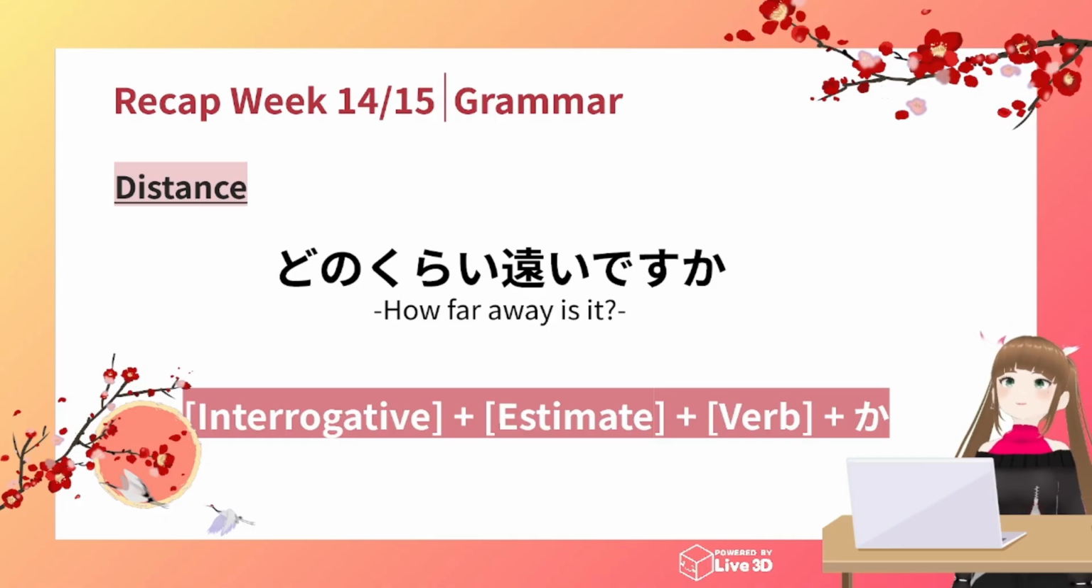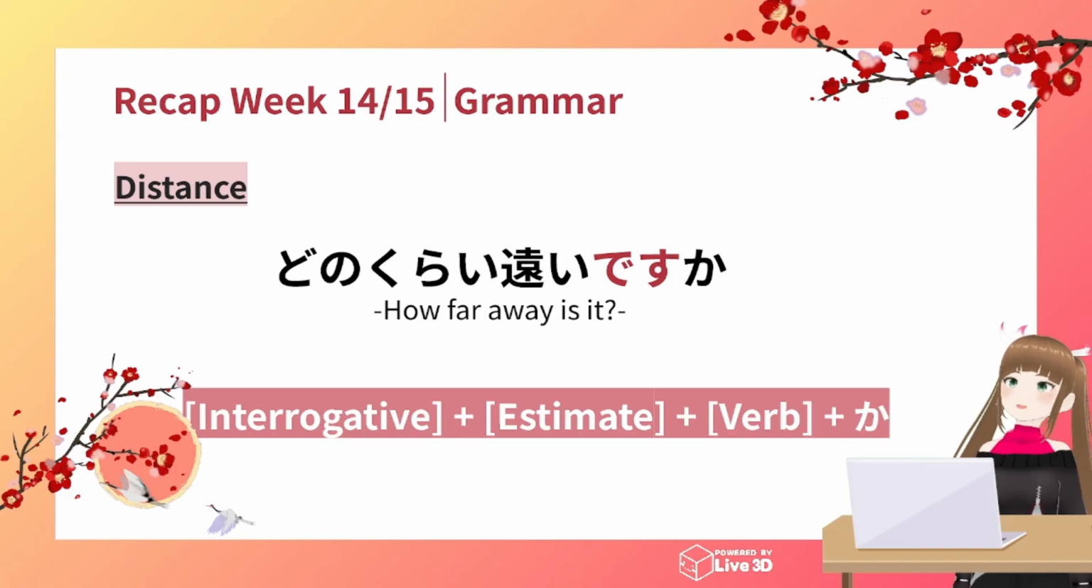Next would be distance. Essentially, you have the exact same sentence structure when asking for the distance. The only thing you need to pay attention to is that toi, meaning far, which I used here, is an adjective. In order to turn it into a verb, you need to add desu. It's pretty similar in English because you ask how far is it away. So you also add is.